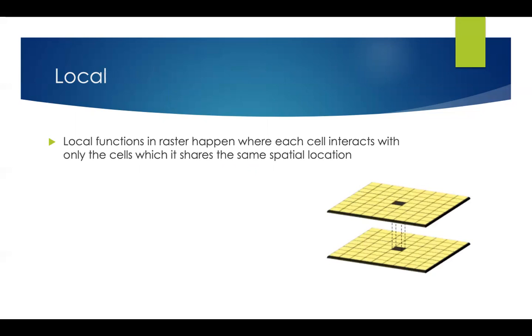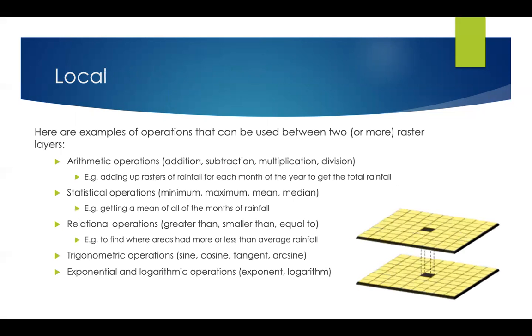Local functions are the most basic raster functions. These are raster overlays where each cell only interacts with the cells that share its spatial location. Here are some examples. Let's think of a raster or set of rasters with rainfall values for each cell. You can imagine this for the state of Oregon, where the cells with the highest values are those along the coast, with still pretty high values across the Willamette Valley, then slowly decreasing as you increase in elevation in the Cascades, and then drastically lower values on the eastern slopes of the Cascades and very low values across eastern Oregon.